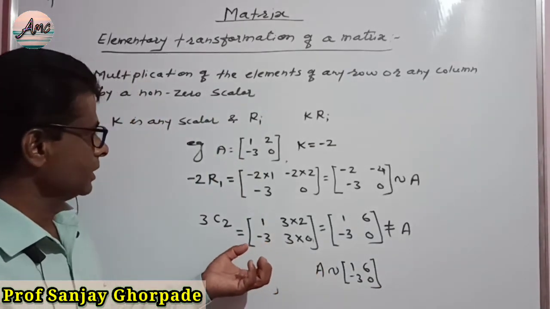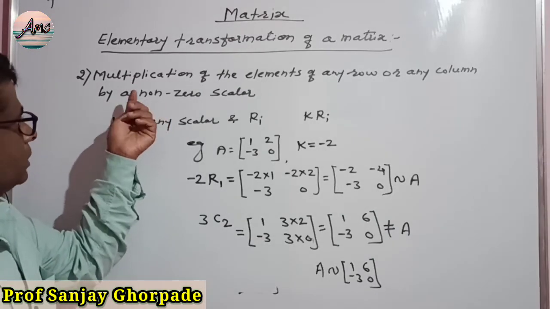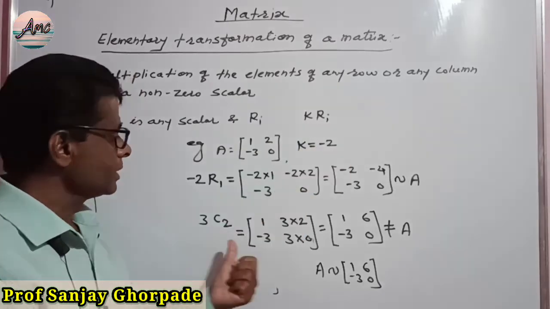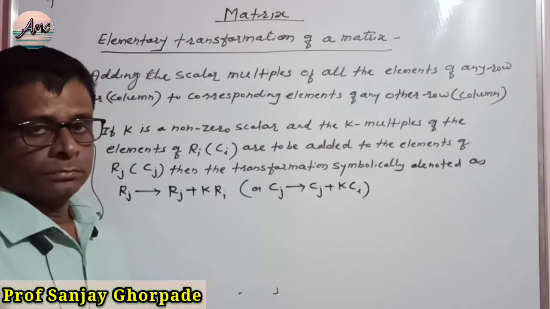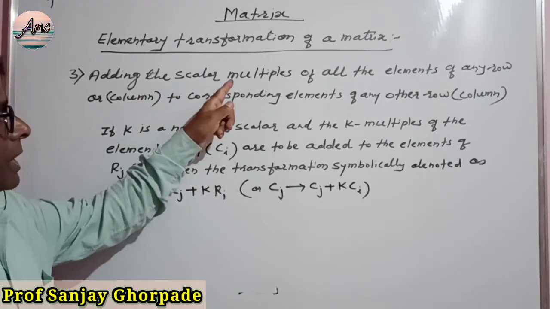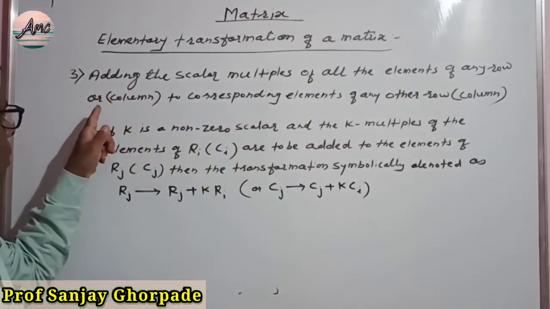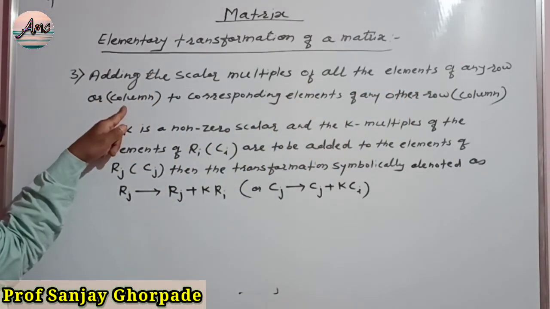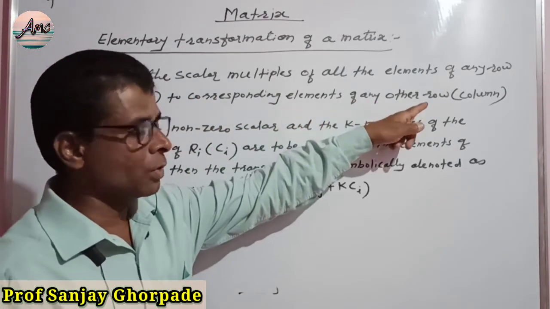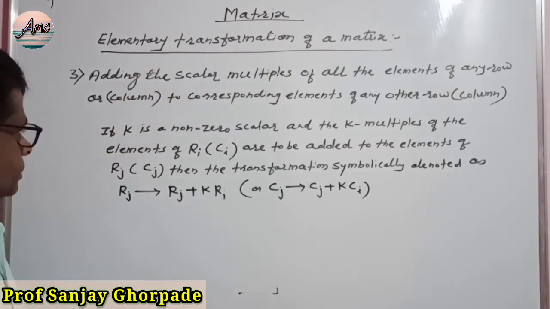Alright, this is the second operation, multiplication of the elements of any row or any column. Take the next operation as adding the scalar multiples of all the elements of any row or column to corresponding elements of any other row or any other column. What is the meaning of this?